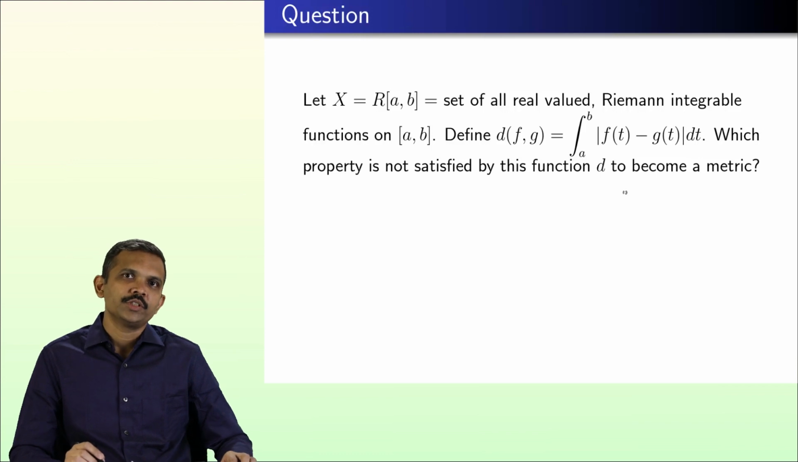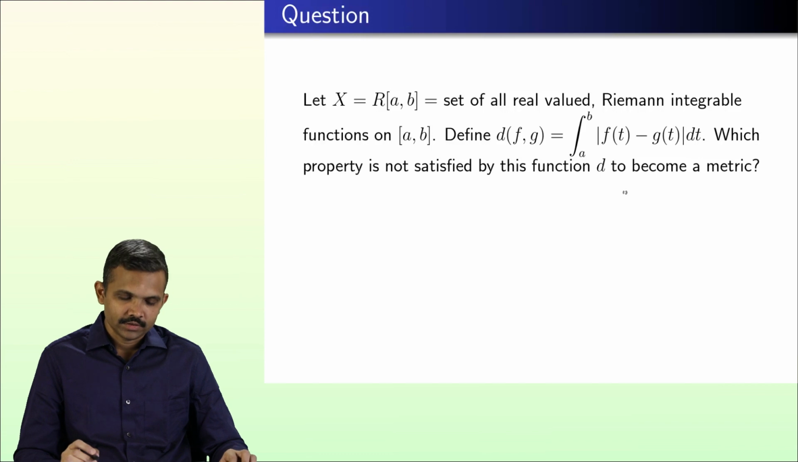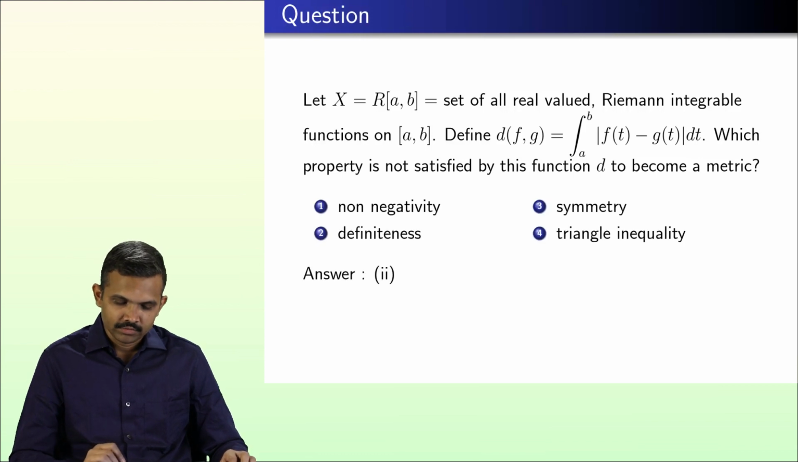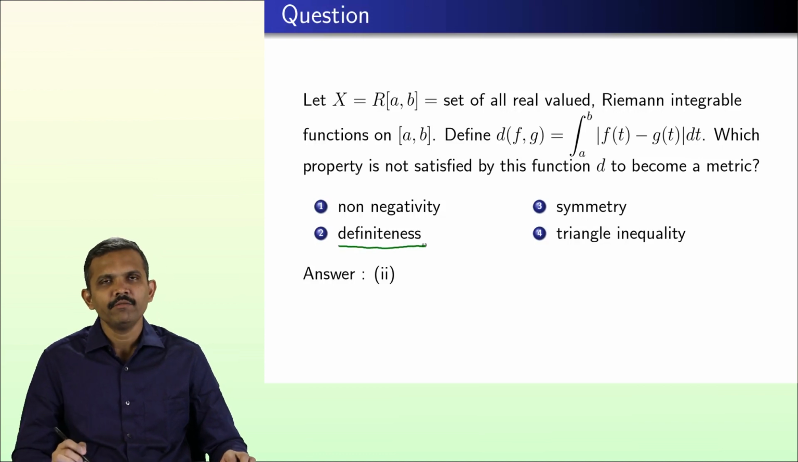So, I am sure you must have worked it out. Let me disclose the answer. The answer is: definiteness is the property that in fact fails. And why does it fail?